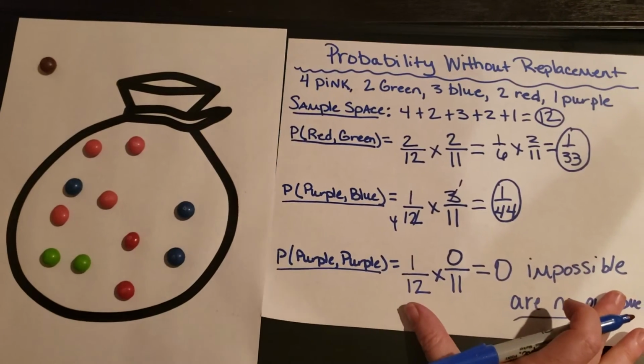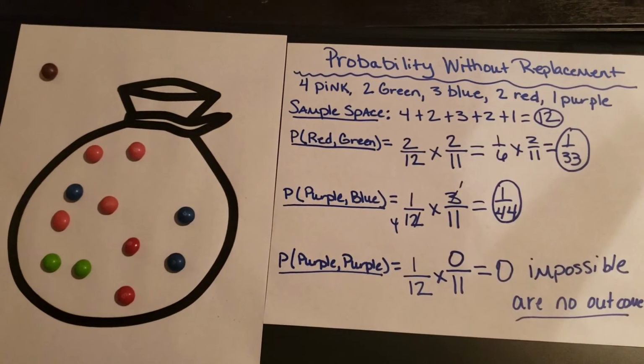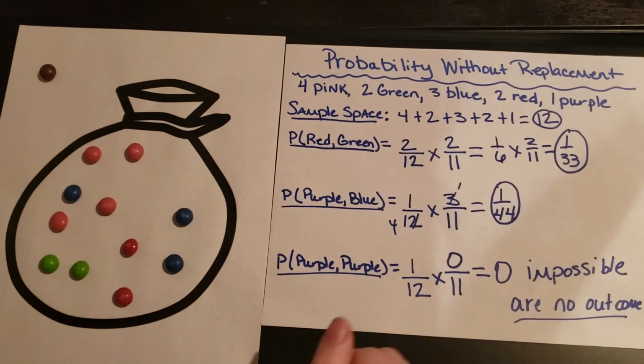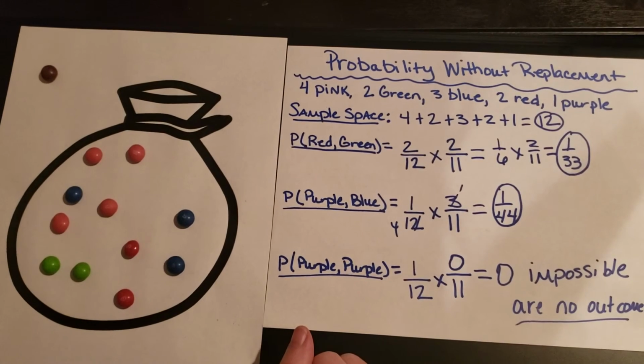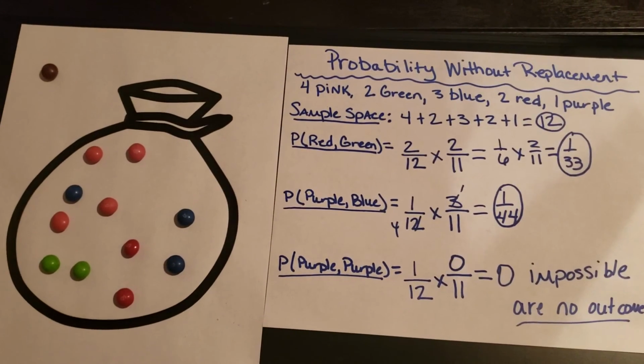So that's my last example there, and I hope you have found my explanation clear enough to understand. Those are just a few examples of probability without replacement.